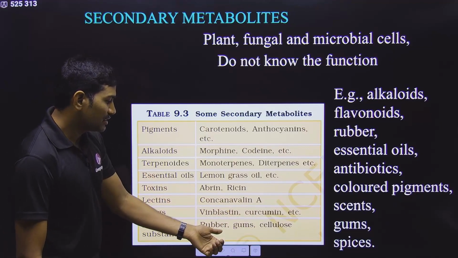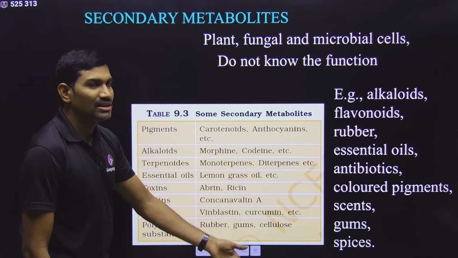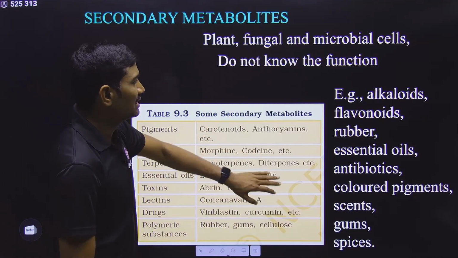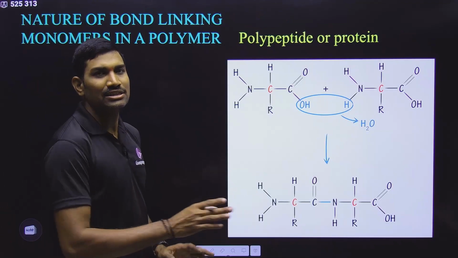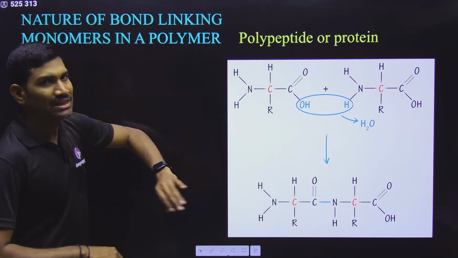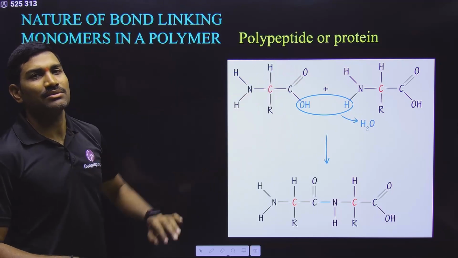For the polymeric substances, so rubber, gums and cellulose. So these are some important secondary metabolites. So these are some standard examples. So at least NCERT examples, please try to remember with corresponding category. Clear? So with that, that's a primary and secondary metabolite concept is completed.